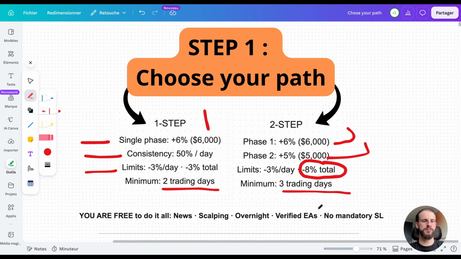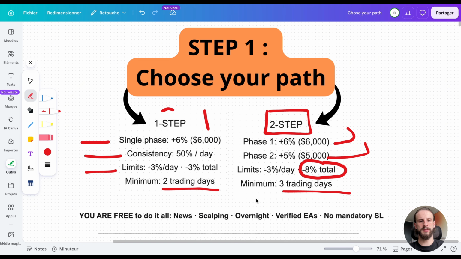So how do you choose? I mean, if you're confident enough and you want to get funded fast, go for the one step, of course. If you prefer a bit more of a safety margin, if I could say, and you do not mind taking a little bit more time, then the two step is probably the better fit for you.